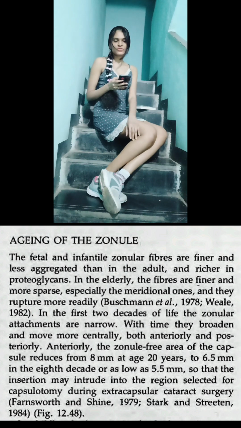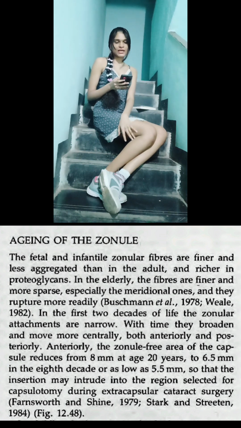In the first 2 decades of life, the zonular attachments are narrow. With time, they broaden and move more centrally, both anteriorly and posteriorly. Anteriorly, the zonule-free area of the capsule reduces from 8 mm at age 20 years to 6.5 mm in the 8th decade, or as low as 5.5 mm, so that the insertion may intrude into the region selected for capsulotomy during extracapsular cataract surgery.